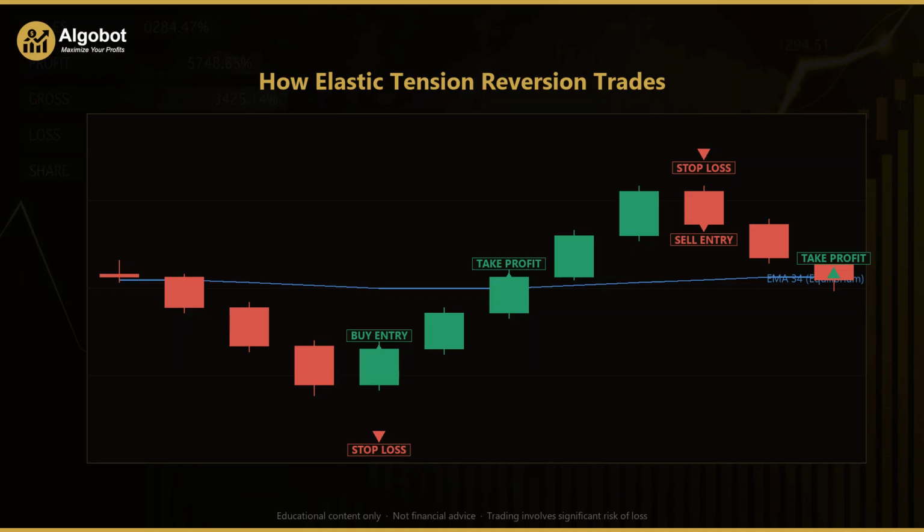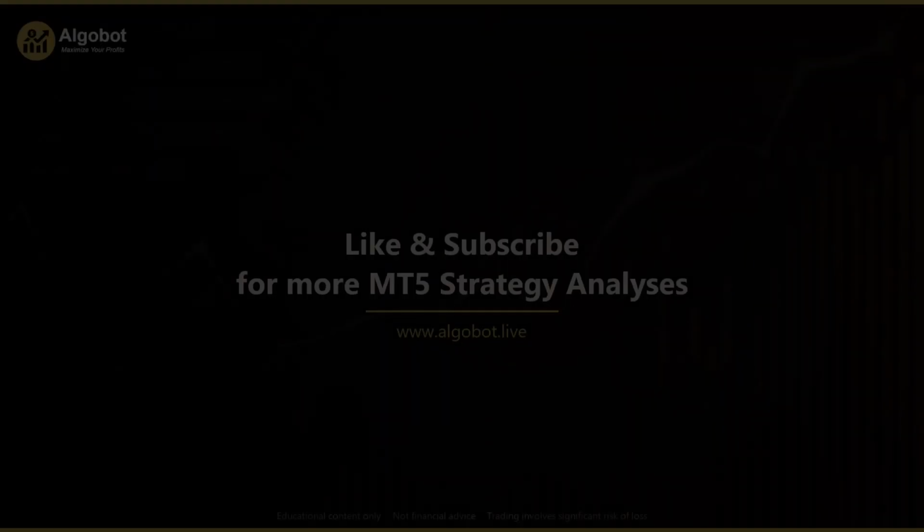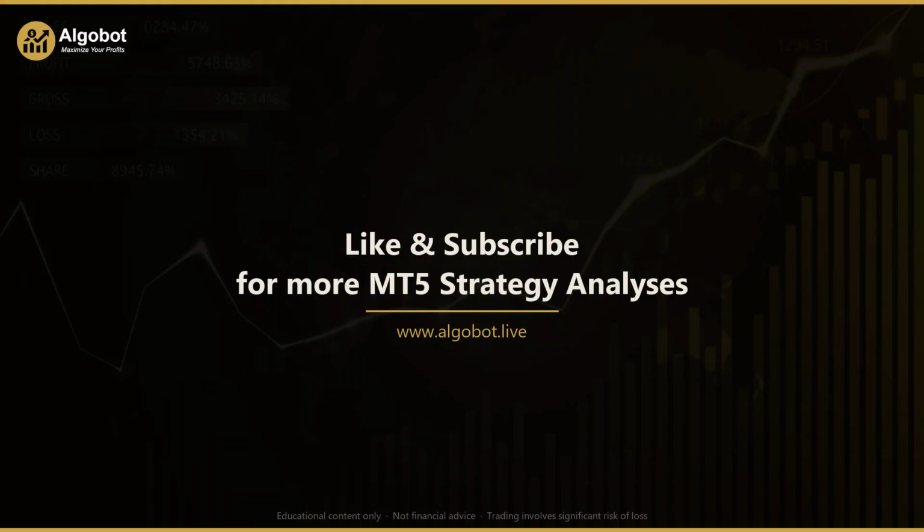The stop beyond the extreme defines the risk on each trade, while the moving average defines the reward. This is the essence of elastic tension reversion: patience for the stretch, confirmation from the velocity turn, and a flat market filter keeping it away from strong trends. Of course, not every stretch eases back, which is why the protective stop matters on every single trade. And that's elastic tension reversion from start to finish.